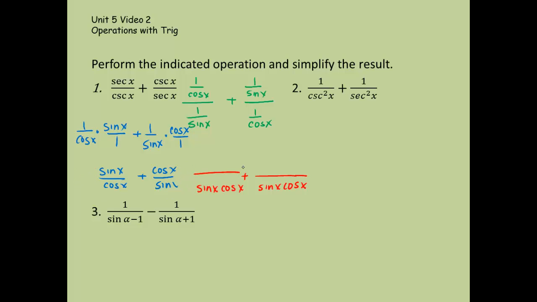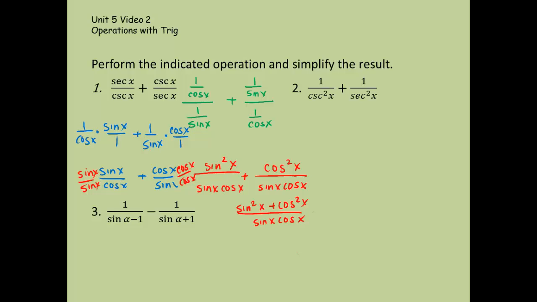Okay, so I want to multiply this one by the sine of x over the sine of x, and this one by the cosine of x over the cosine of x. So my numerator over here becomes sine squared of x, and my numerator on this second fraction is cosine squared of x. When I put those together, I get the sine squared of x plus cosine squared of x all over sine x cosine x.